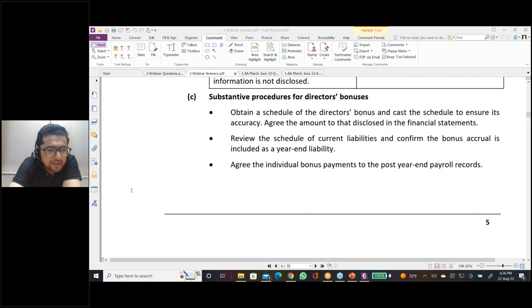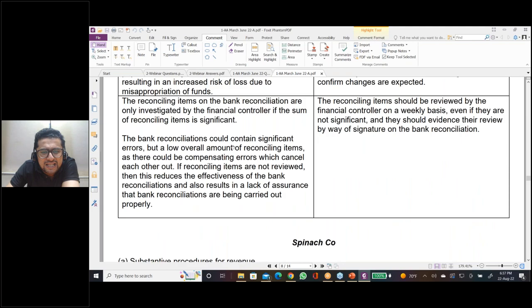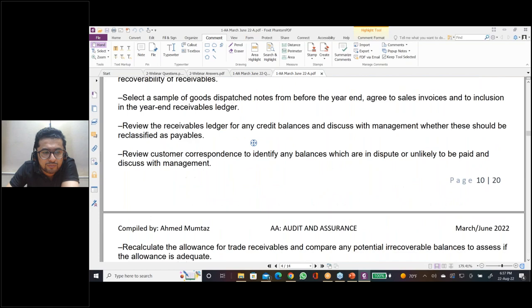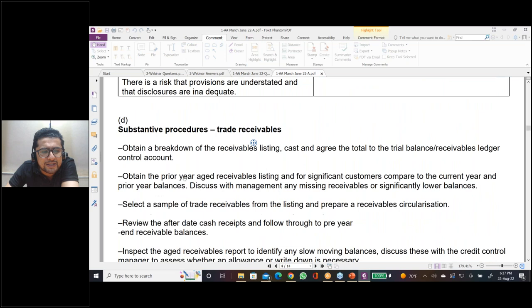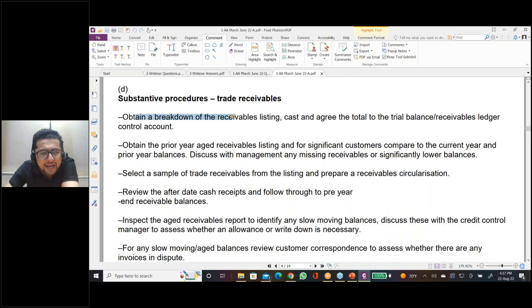Yes, sir. How can we remember these points using keywords? Okay, let me help you with that. First of all, try to understand that every time the answers would start with obtain a schedule of. When you were applying the procedures for the receivables, dear students, you have to concentrate. This could be a very important turning point. So when you were applying procedures on receivables, how did you start? Obtain a breakdown of the receivable listing.